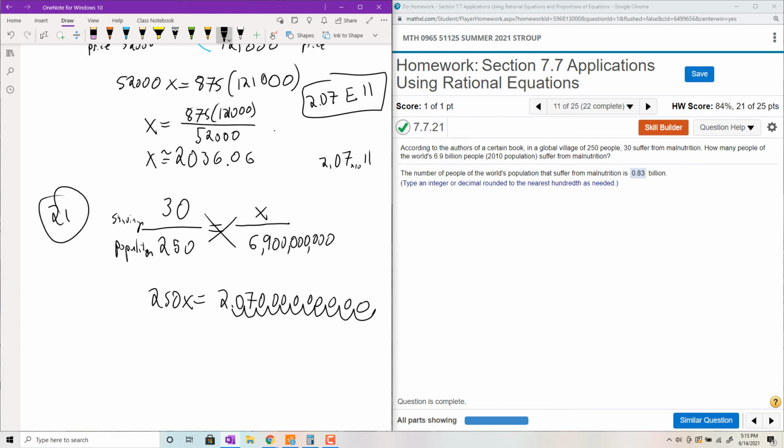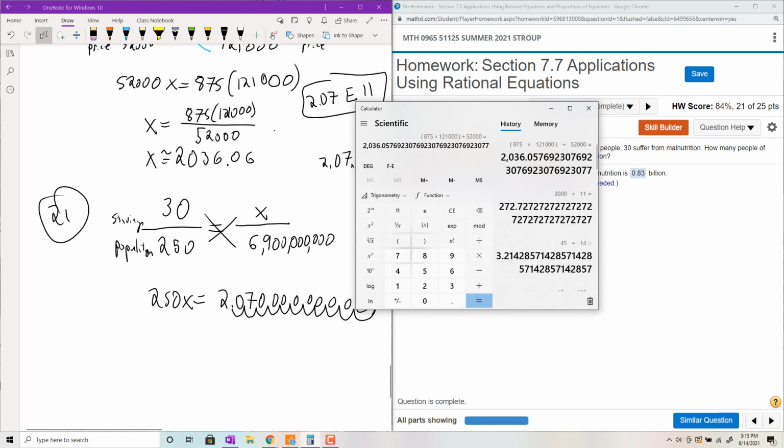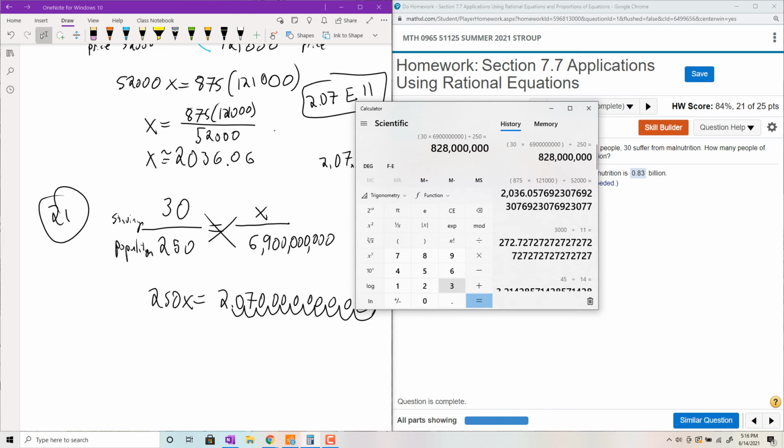What I'm saying is don't even bother with that. Just use the parentheses in your calculator to do it all at once. So you would have parentheses 30 times 6,900,000,000, end parentheses, then divided by the 250. And then you get a reasonable number here, 828 million.